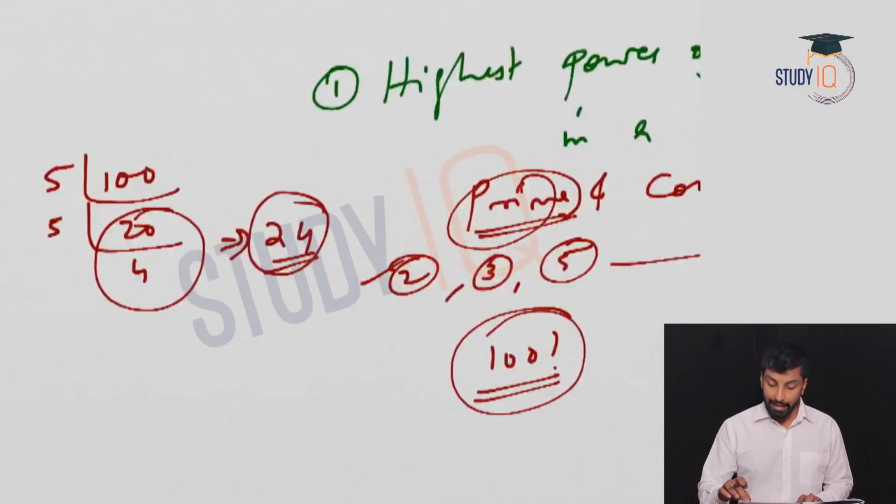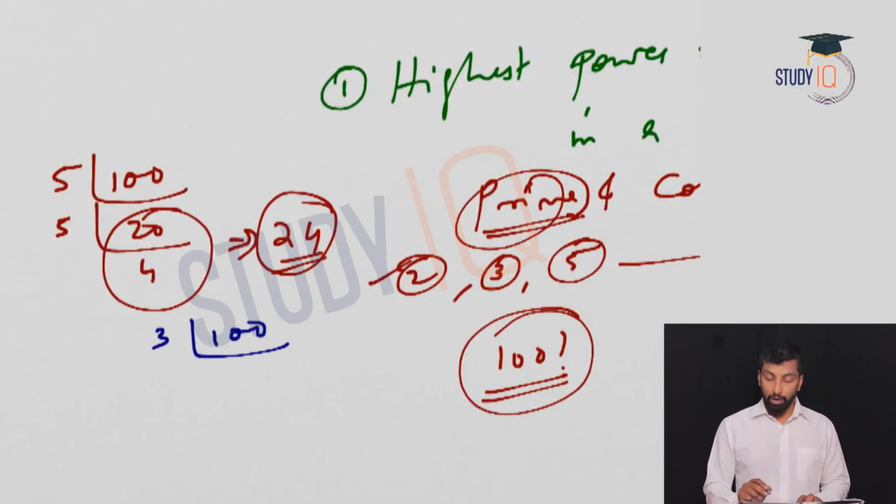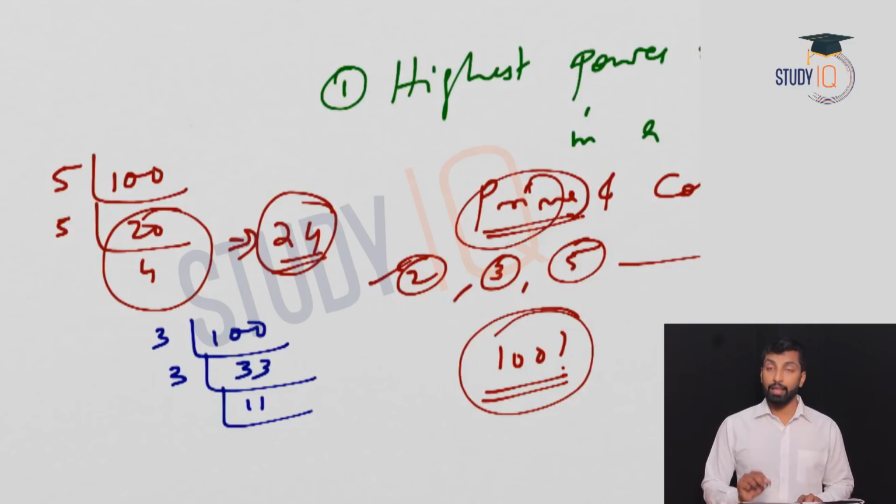So if I ask you how many 3's are there, what will you do? You divide 100 by 3. Okay, you get 33. Then divide by 3 again, you get 11. Then you can further divide by 3, you get 3. You divide by 3 again, you get 1.